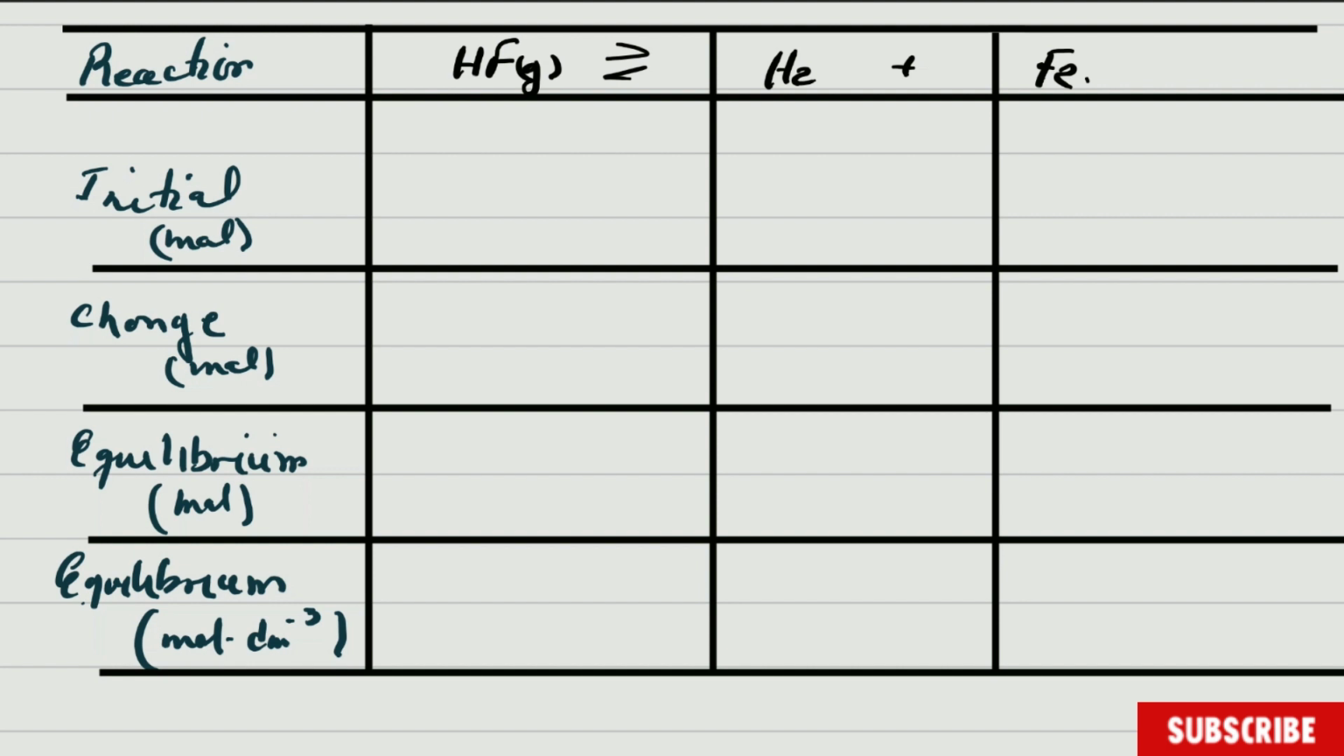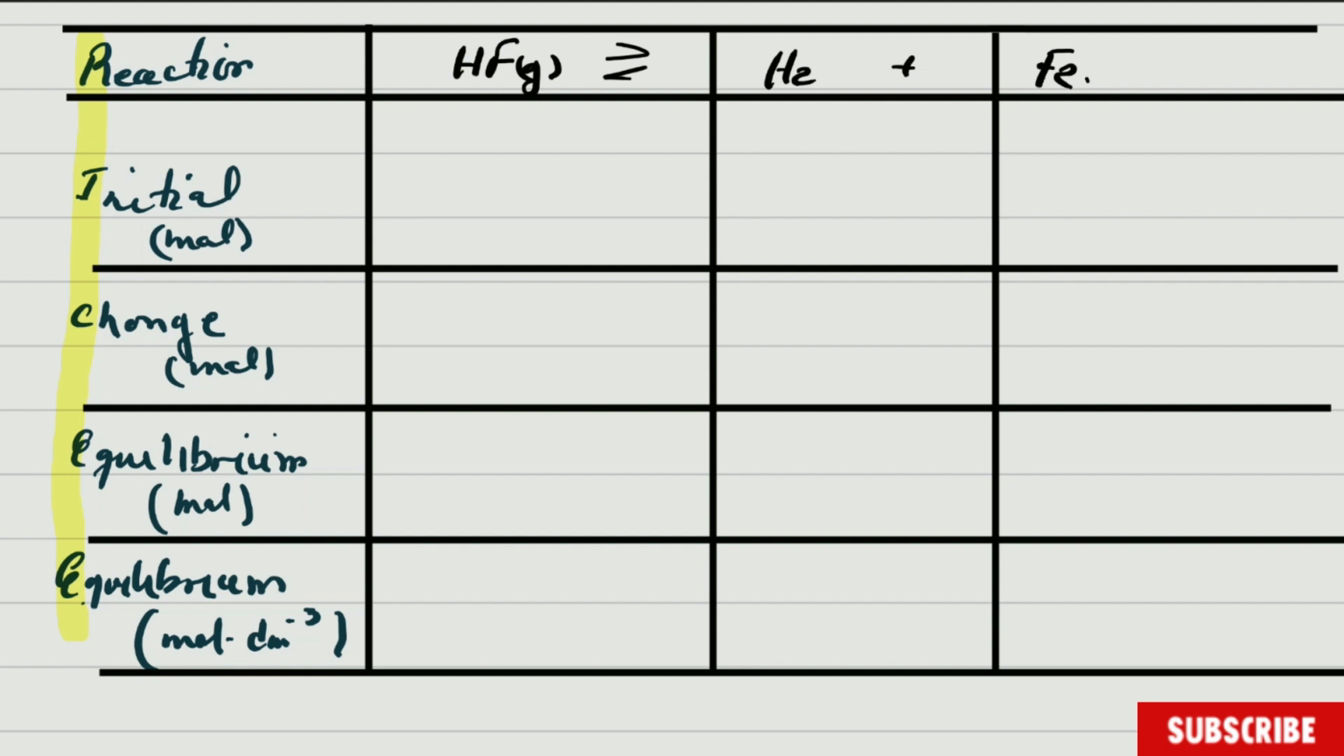Okay guys, so for this question we're going to complete this table, which I call the Rice table. Using the acronym at the beginning here, you can see it will help you to remember that it's called the Rice table. So: reaction, initial mole, change, equilibrium, and equilibrium concentration. Okay, so this is how we're going to complete it. And let's start by seeing what we have.